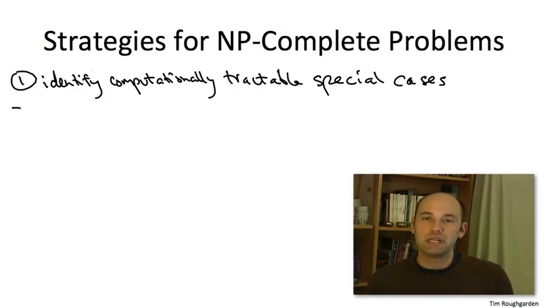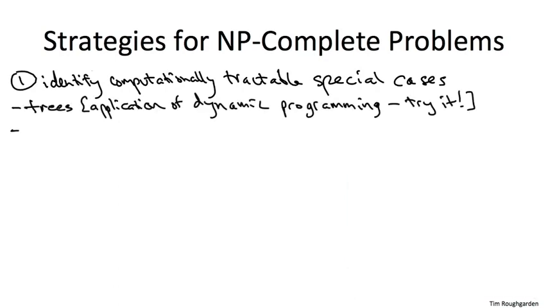But at least for trees, that's an application of dynamic programming, which you're now in a good position to solve yourself. So I encourage you to think that through as an exercise. Why can you solve the vertex cover problem in polynomial time in trees?